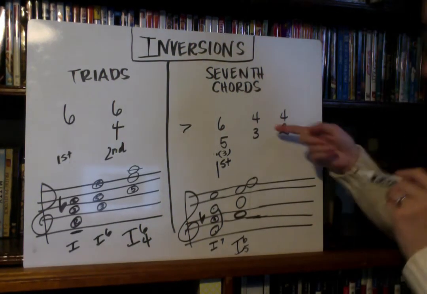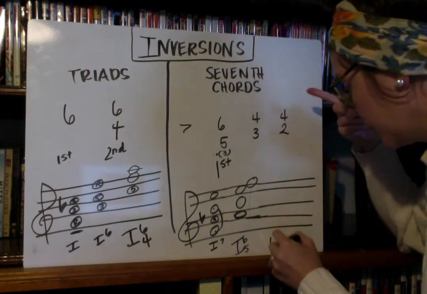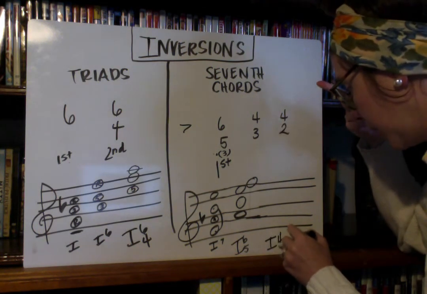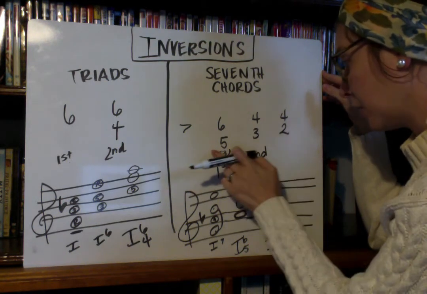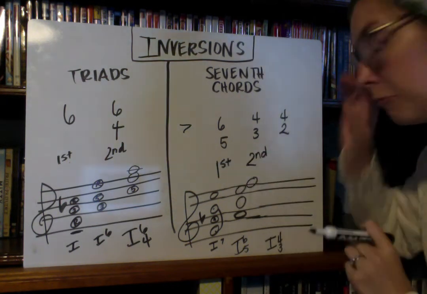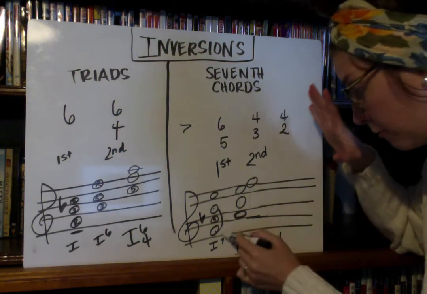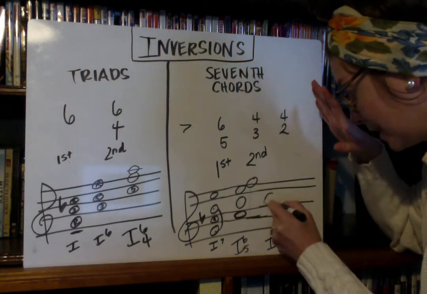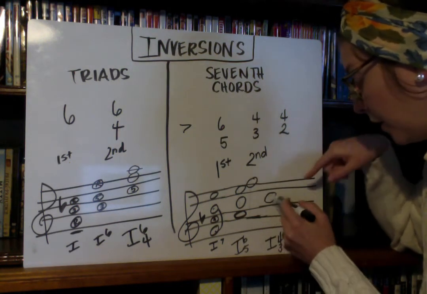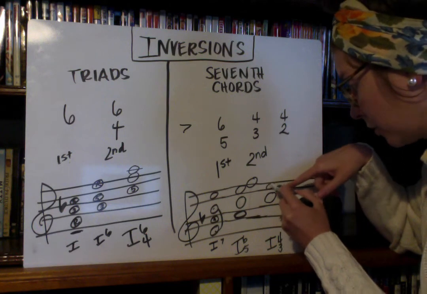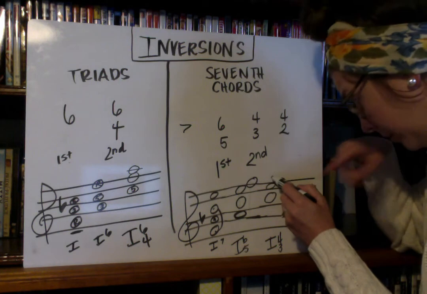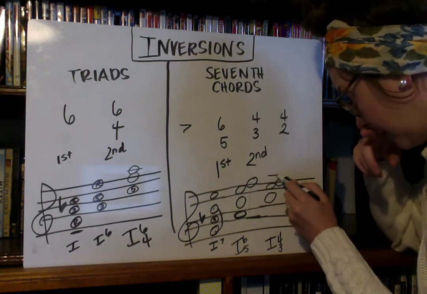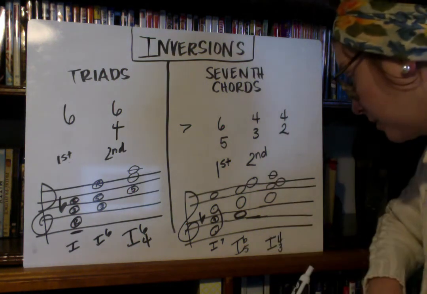Okay, then 4-3. Let's say we have a 1-4-3, okay? That's second inversion, and that is built on the 5th of the chord, okay? So the 5th of my 1 chord is a C, okay? And then obviously I'm going to have the 7th of the chord, which is E. I'm going to have the root of the chord, which is F. And then I'm going to have the 3rd of the chord, which is A, okay?